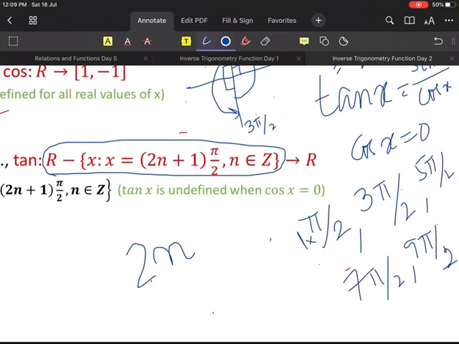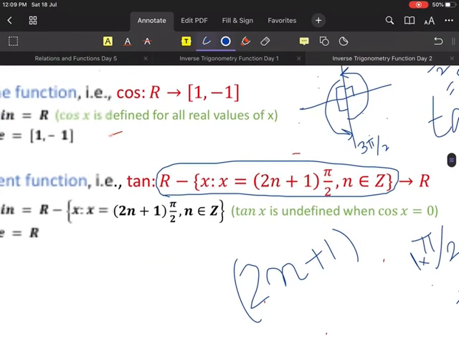So 2n is 100% sure to be an even number, right? Now, how can I make 2n an odd number? Just add 1 to it. Am I clear? Understood? Yes or no?